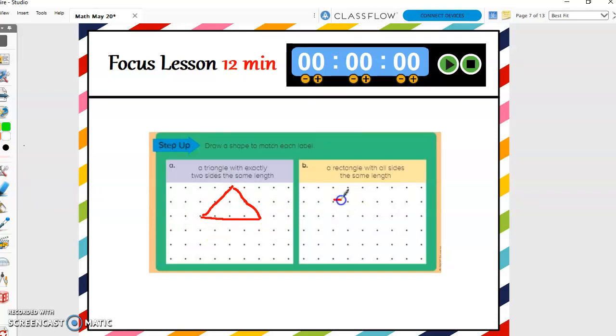But if I go 1, 2, 3, 4, I have 5 dots. And I'm going to go 1 dot, 2 dot, 3 dot, 4 dot, 5 dot, and 1, 2, 3, 4, 5. Now, it said a rectangle with all sides the same length. What else would we call this shape? If you said square, kiss your brain because you are brilliant.